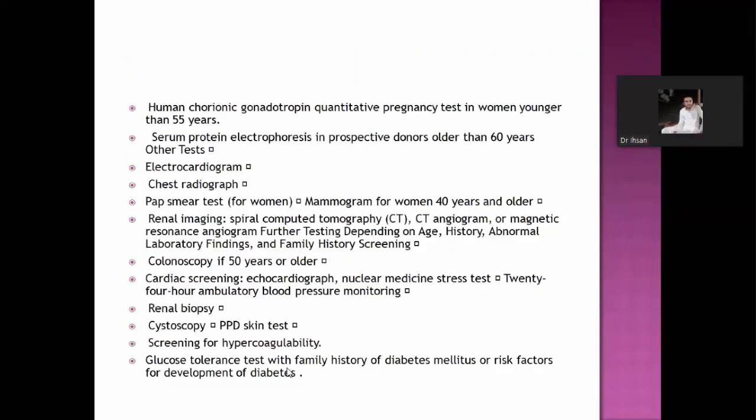Human chorionic gonadotropin, a quantitative pregnancy test, for women younger than 55 years.